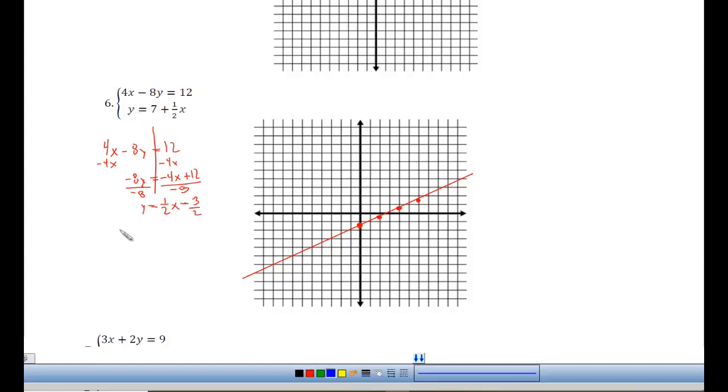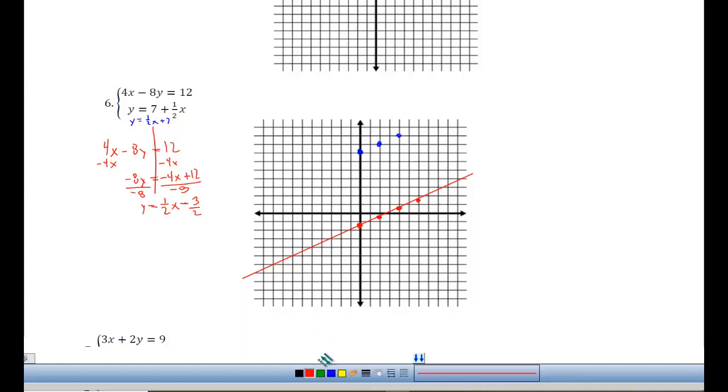Then we'll go ahead and take our second one. That's good to go. We're going to go ahead and rearrange that so the x is in front. So I have 1/2 x and a positive 7. So now we'll go up to 7 and up 1 over 2, up 1 over 2.